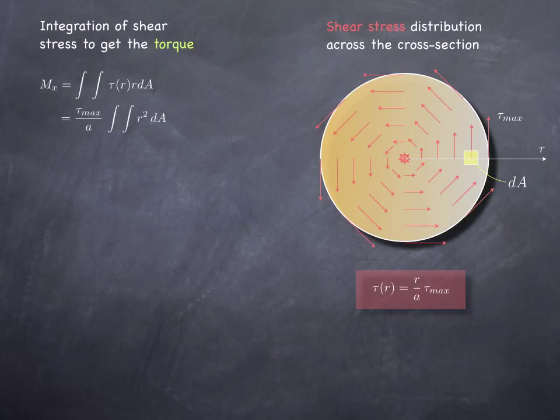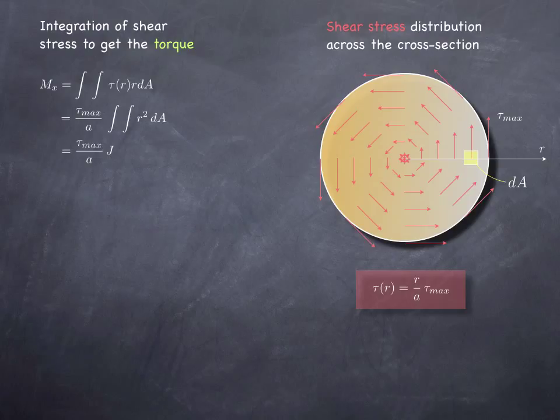recognize the fact that tau itself is nothing other than tau max times r over a. And because tau max and a are constants, we can pull them outside the double integral over the area, and we will be left with this r squared dA term on the inside. This term is the so-called polar moment of inertia.